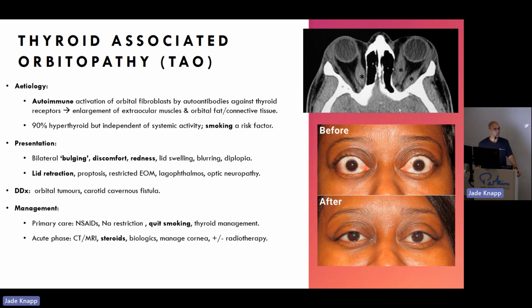Radiotherapy, in theory, you can do to reduce the volume of the orbital contents. It's probably out, happens less commonly now. And then in the stable phase, as I said, you can have lid surgery to lower the lids if you need to, extraocular muscle surgery, if the muscles aren't in the right position, and then orbital decompression, which is what this lady's had.